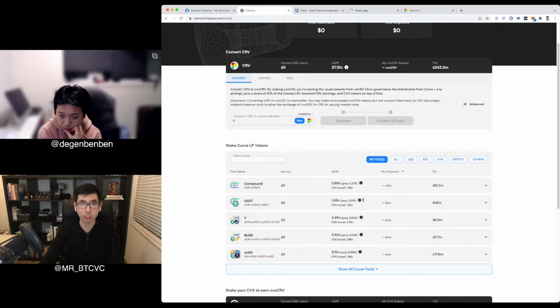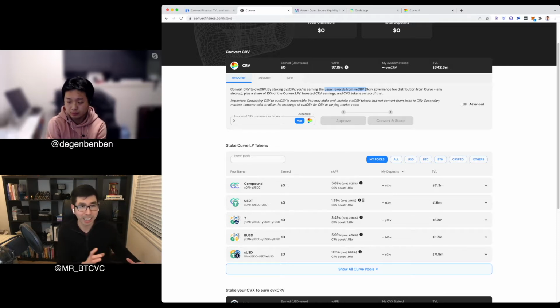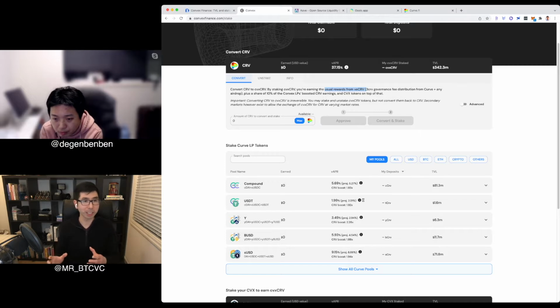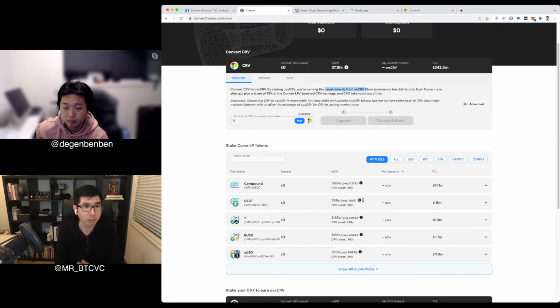So you see how you're earning the usual rewards from veCRV, and what that means is you get your governance fee distribution plus any airdrops that Curve makes. That's your usual reward, right? So obviously, if you're getting everything that you would be getting anyway, then any bonus you're getting is just in return for your risk of using the Convex protocol. Let's say there was no risk at all for using the Convex protocol, there would be no reason for you not to do this.